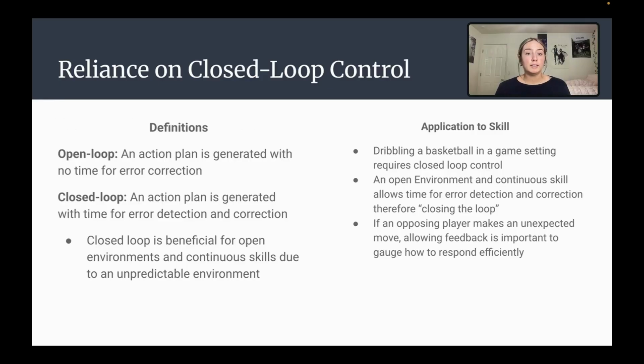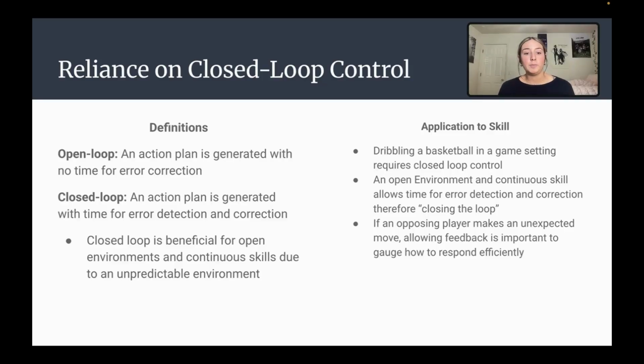So our skill uses a lot of reliance on closed loop control. The difference between open and closed loop is that open loop, there's generally no time for error correction. So when you're participating in a skill, you just kind of go through it and there's not really a time for you to stop and make corrections. But with closed loop, the loop is closed, so you're able to create the error corrections, and then for the next time you get to implement that.